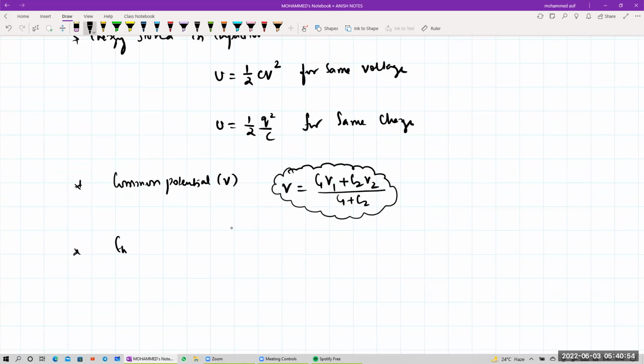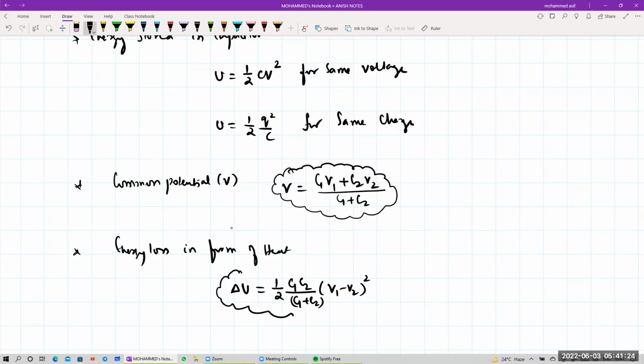Energy loss. A very important formula: energy loss in the form of heat. Let's say two condensers are connected by a conductor. At that time, some energy is always lost. That energy loss is calculated with the formula delta U is equal to half of C1 C2 divided by C1 plus C2 into V1 minus V2 whole square. So loss of energy in the form of heat is given by delta U equal to half C1 C2 divided by C1 plus C2 into V1 minus V2 whole square. Clear? Very, very important formulas. These are basic formulas. We should always keep them in mind while doing numericals.